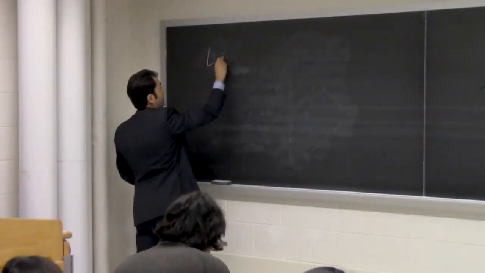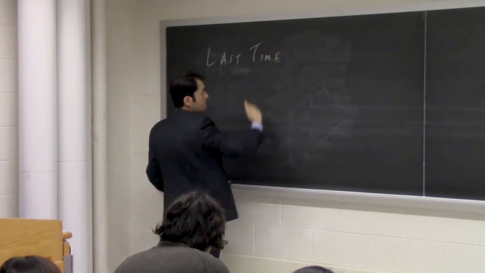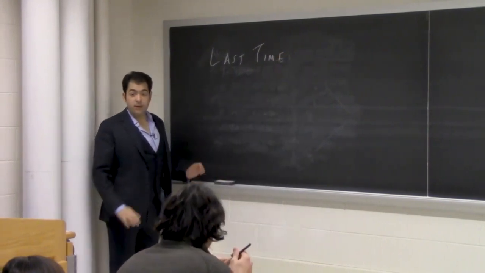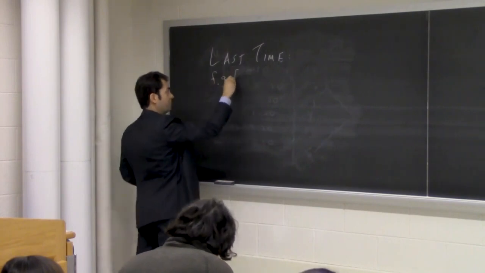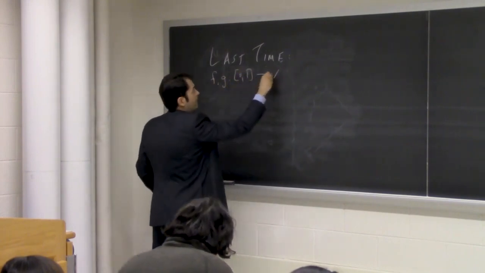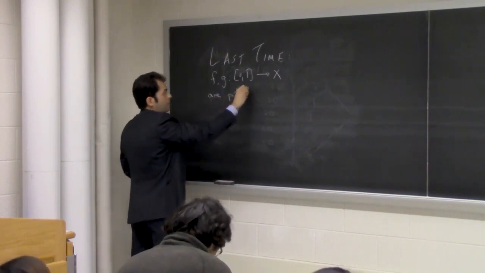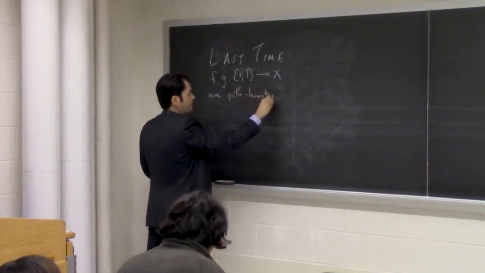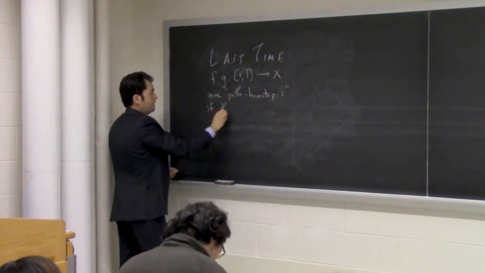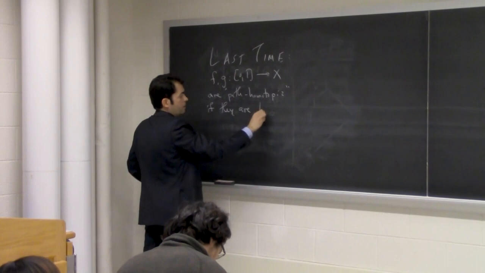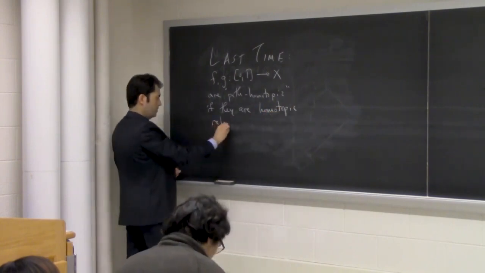So last time, we were talking about paths on a topological space. And we said the two paths are path homotopic if they are homotopic relative to the endpoints.